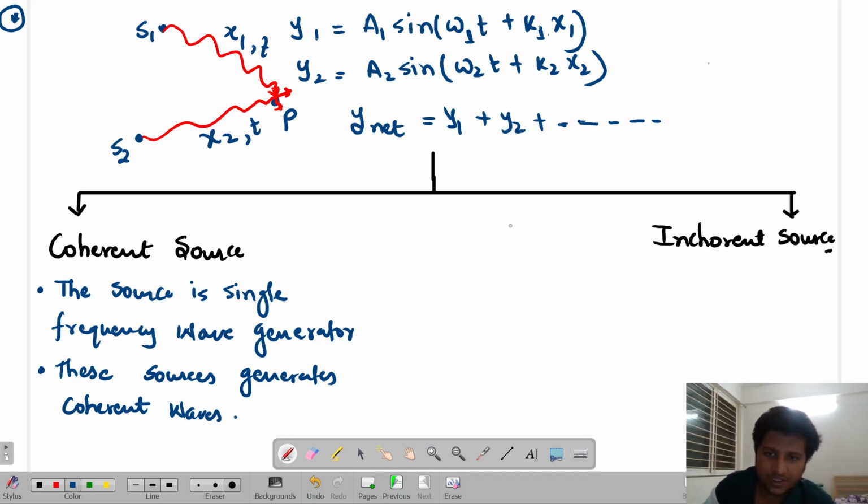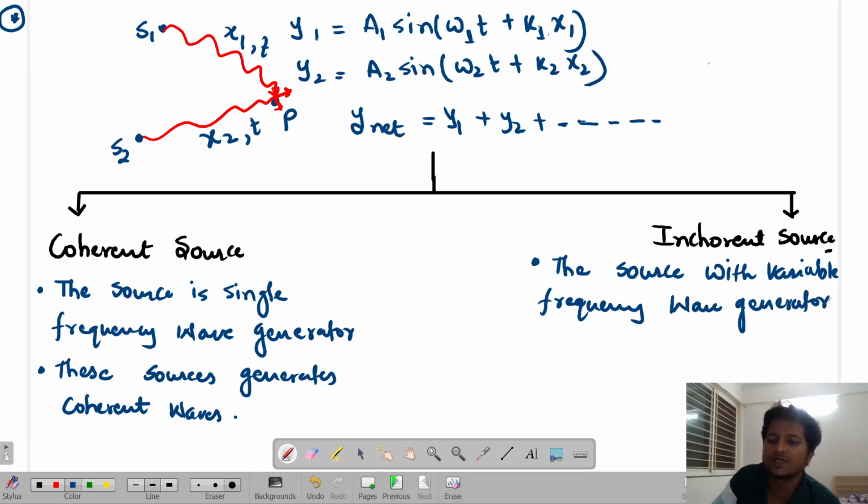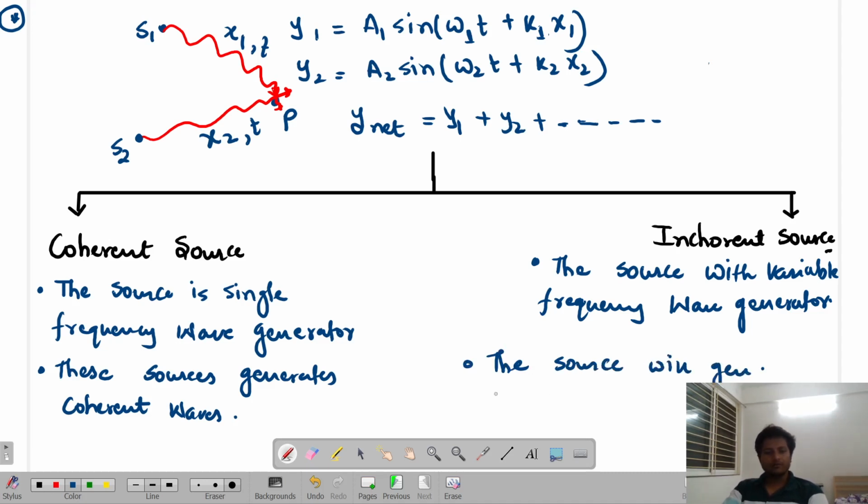ठीक. दूसरी पॉइंट इनकोहेरेंट सोर्सेस क्या है? The sources with variable frequency, wave generator, are called which kind of sources? Incoherent sources. Are you able to get me or not? And for the incoherent source, the source will generate wave. किस तरह की waves? Incoherent waves. Are you able to get me or not?